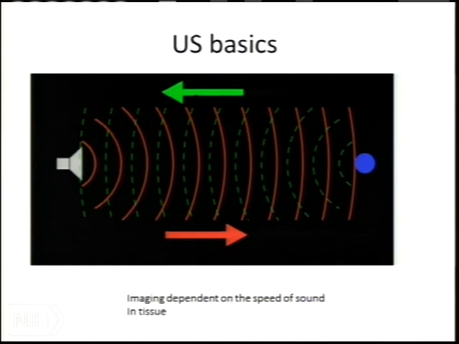So what happens here? This is really kind of simple. You have a sound generator. It sends waves into the tissue. They meet an object, they reflect off that object, and they're detected. Ultrasound.